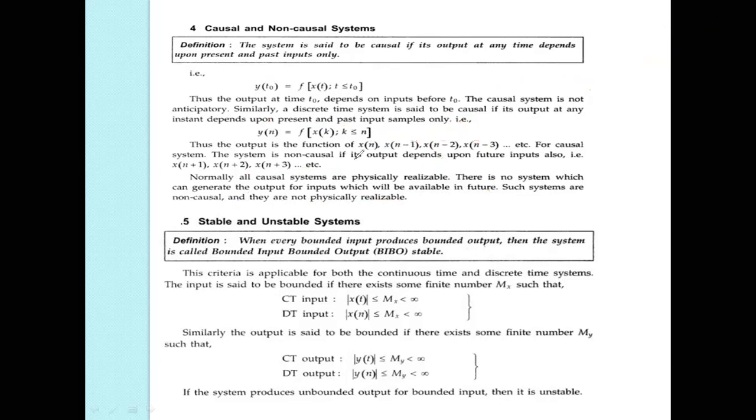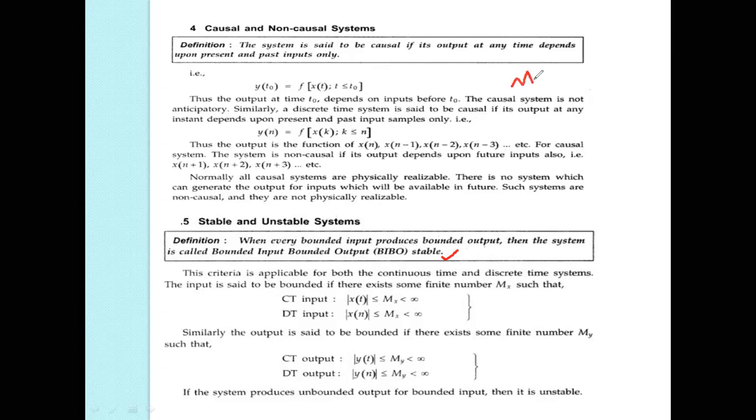Then the fifth one, stability property, stable and unstable system. When every bounded input produces a bounded output, then the system is called bounded input, bounded output (BIBO) stable.